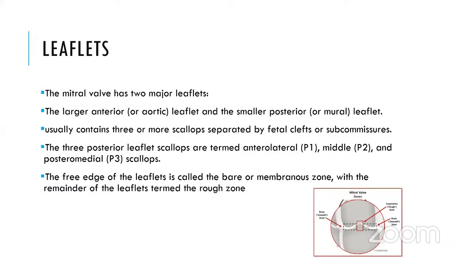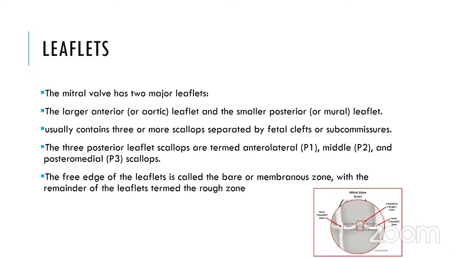Moving on to the leaflets of the mitral valve, the mitral valve has two leaflets: the larger anterior or aortic leaflet and the smaller posterior or mural leaflet. They usually contain 3 scallops and are separated by clefts. The 3 posterior leaflet scallops are termed P1, P2, and P3. Corresponding to them on the opposite side of the anterior leaflet are A1, A2, A3.